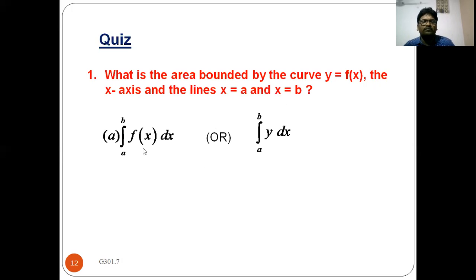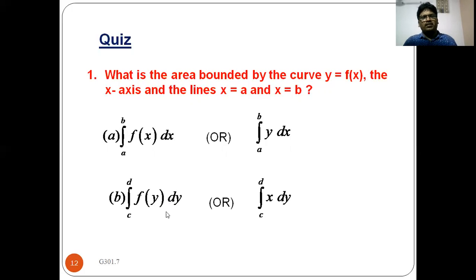See here, option A is given: integral over a to b f of x dx, or here f of x is replaced by y, integral over a to b y dx. And the second option is B, integral over c to d f of y dy, or integral over c to d x dy. So already we have discussed this in the first starting session.